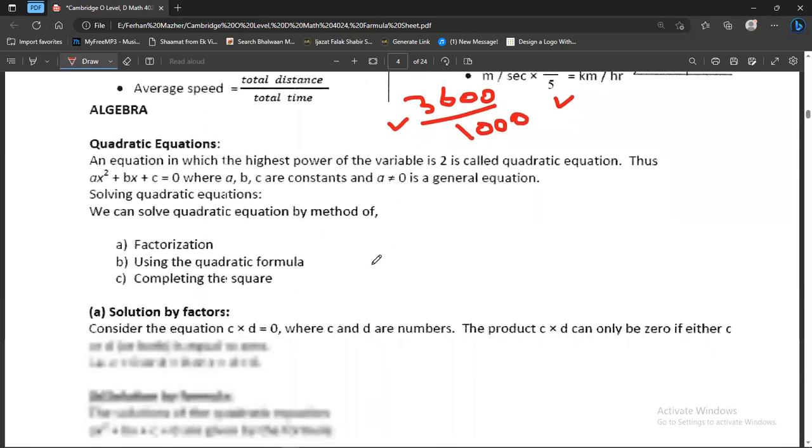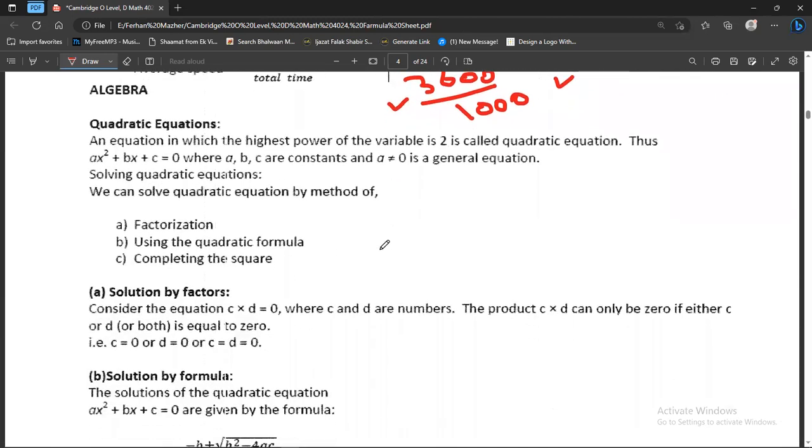Then we have algebra. Algebra is quadratic equation, the most important thing. An equation in which the highest power of the variable is 2 is called a quadratic equation. Thus, ax squared plus bx plus c equals 0, where a, b, and c are constants and a is not 0. And it is a general equation.